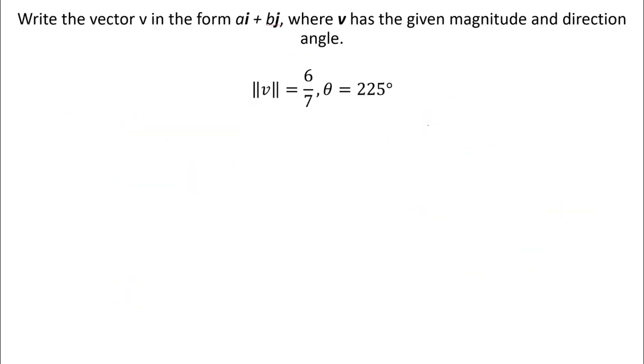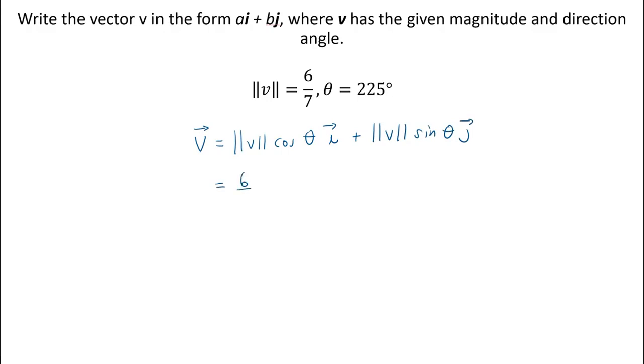Now let's see if we can write a vector in ai plus bj form when we're given its magnitude and its angle of rotation theta. So here we have magnitude of v is equal to 6/7 and theta is equal to 225 degrees. And we know when written in polar form that this vector will look like this. Vector v will be equal to magnitude of v times cosine of theta i plus magnitude of v times sine of theta j. Now let's just fill in the blanks.